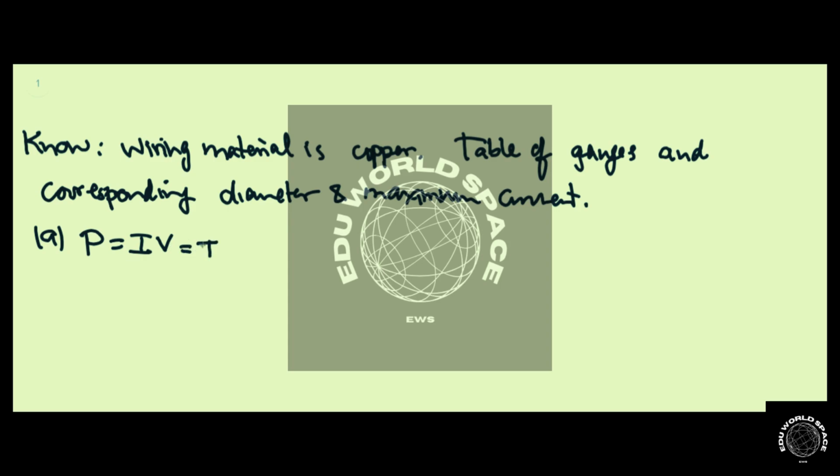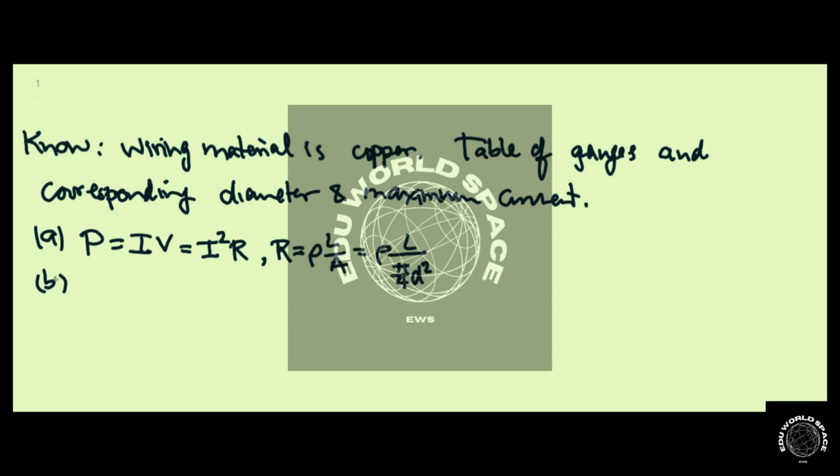There's also I squared R, and R is equal to the resistivity times the length over the cross-sectional area, which is the resistivity times the length over pi over 4 d squared. So clearly the diameter of the wire also plays a role in determining the power. So these are the things that one must consider for a current carrying wire.